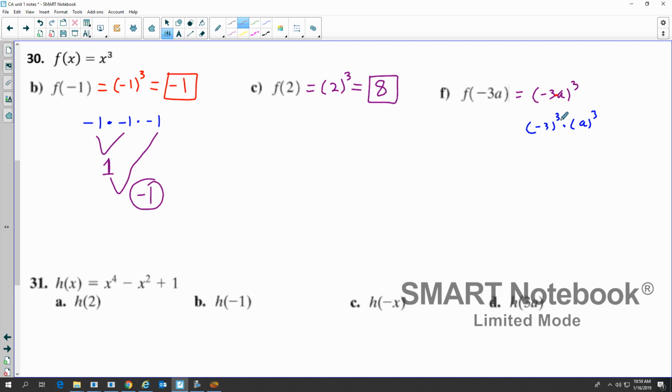So let's see, negative 3 to the third power. So negative 3 times negative 3 is 9. 9 times negative 3 one more time gives us a negative 27. And then you've got that a to the third power there.